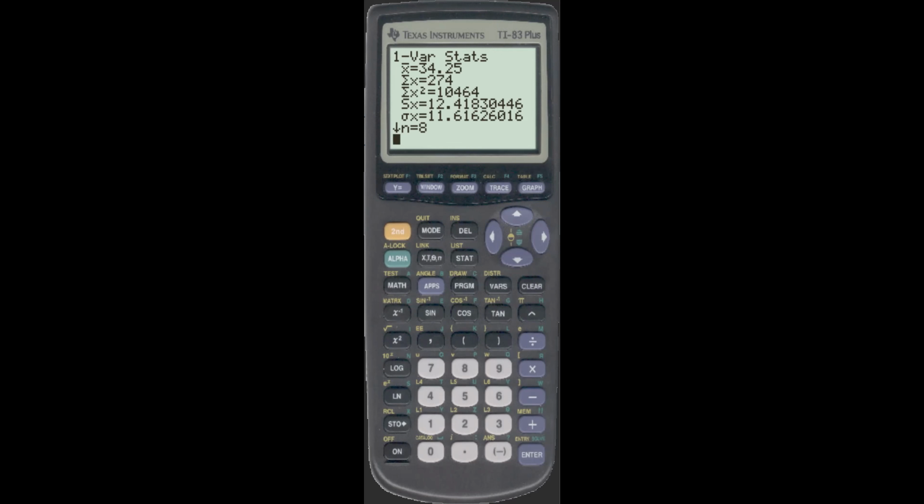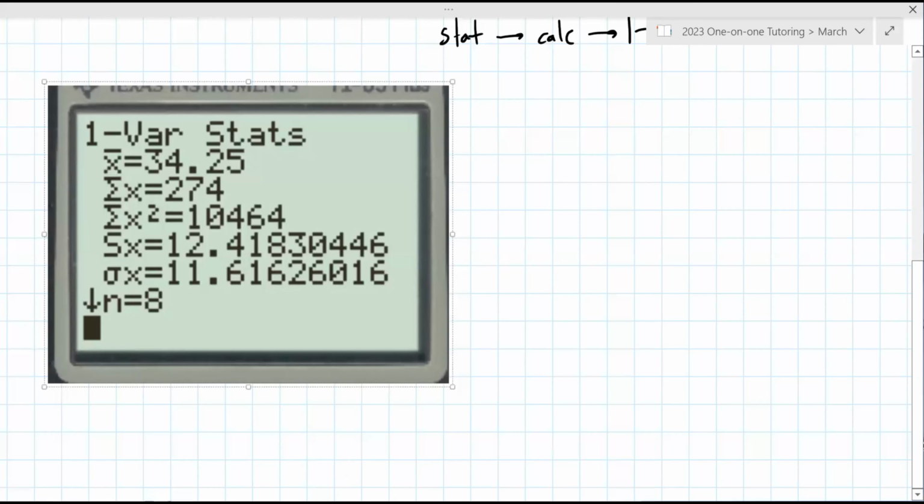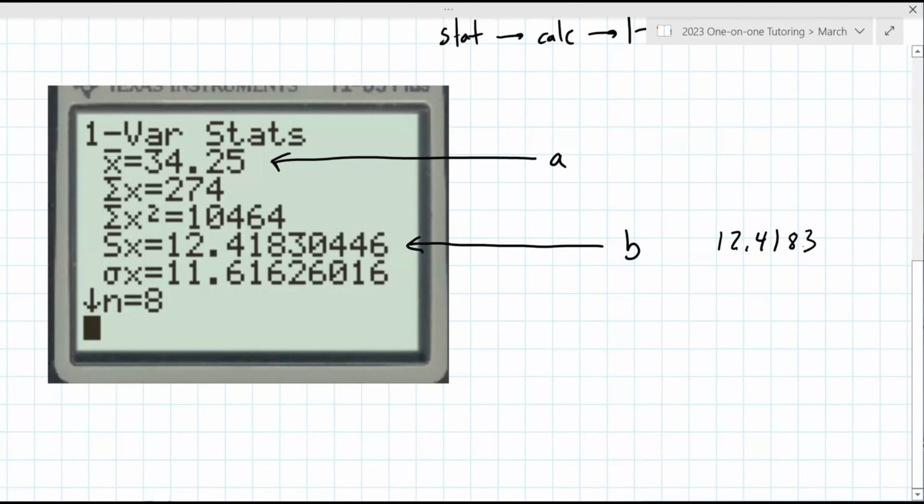I'm going to snip this into the other screen. You can enter those in now or later, up to you. I'm going to go back to the other screen. All right, this is the answer for A. This S is the answer for B, 12.4183. C is a little bit more involved. Let me know when you're ready to do part C.